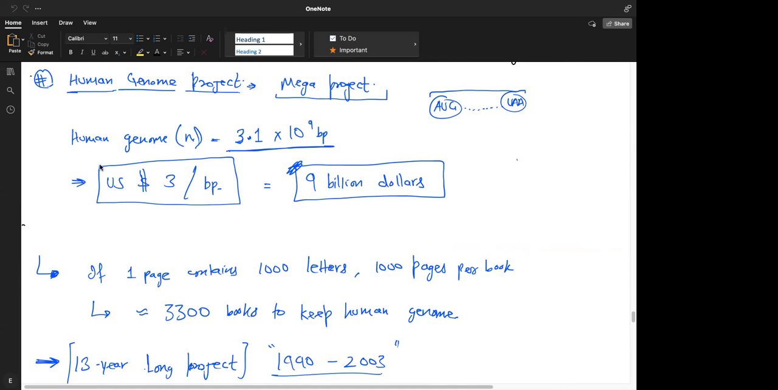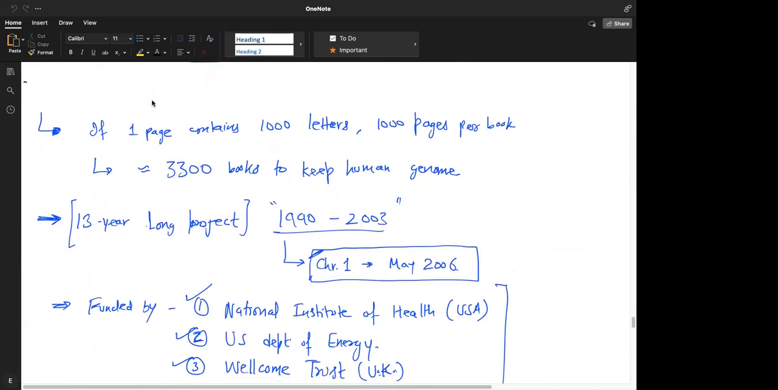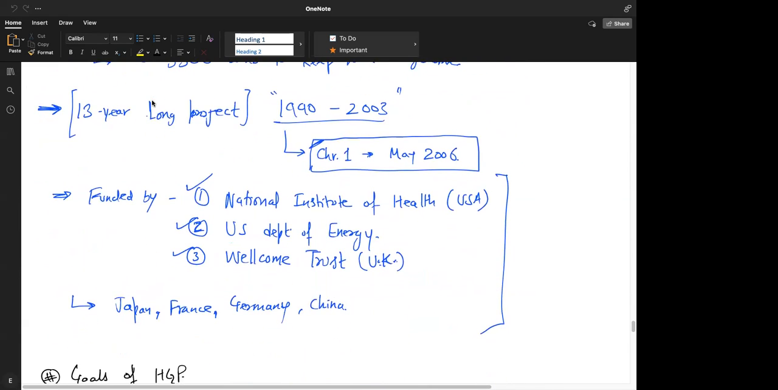It's a 13-year-long project which was completed on paper in 2003, and the sequence of chromosome 1 was completed only in May 2006. It was funded by the National Institute of Health, the US Department of Energy, and the Wellcome Trust, and it was later joined by Japan, France, Germany, and China.